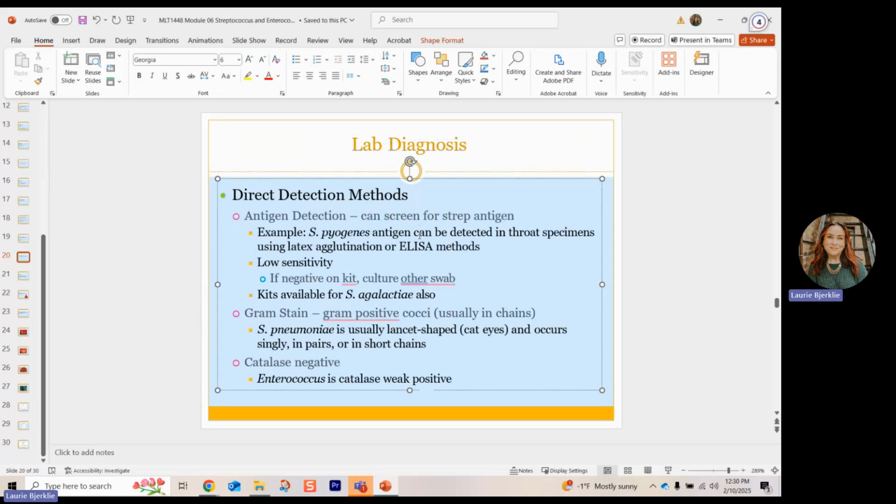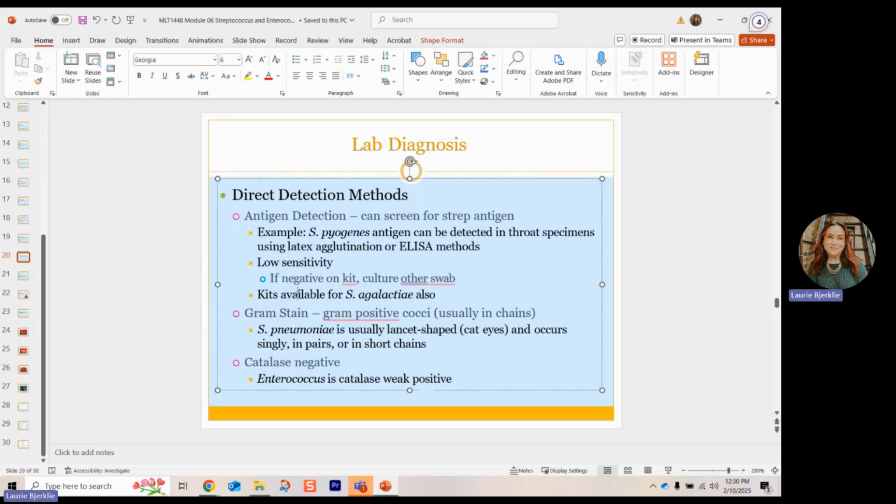Again, if it is negative on the kit, a lot of times we still set it up on a blood agar plate, culture it, incubate it, and look to see if it's present, because there are times that it's negative on the kit but still positive on the culture. So oftentimes, when somebody's throat would get swabbed, they get swabbed with two throat swabs. One goes for the kit, the other swab goes for the culture plate. Now a lot of people have switched over to the PCR methodology.